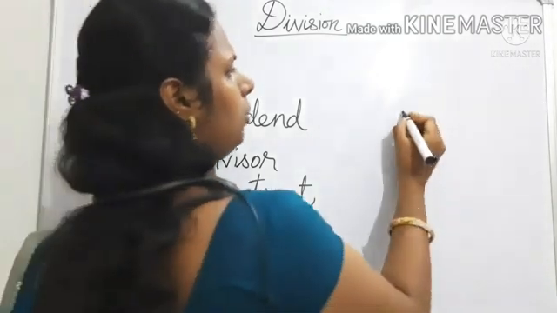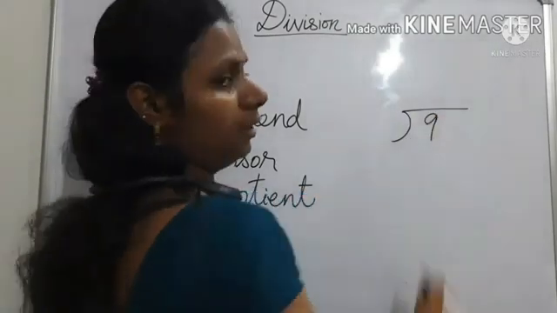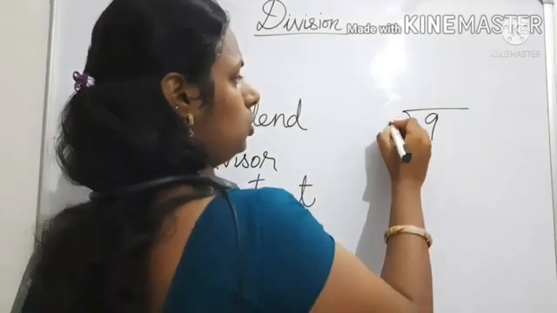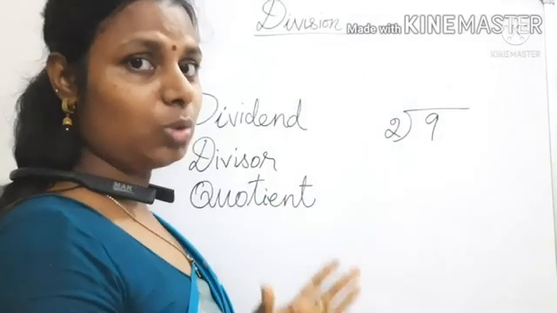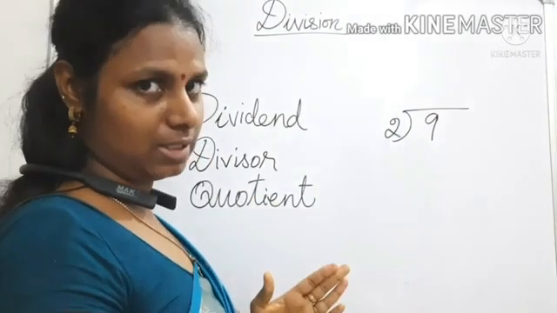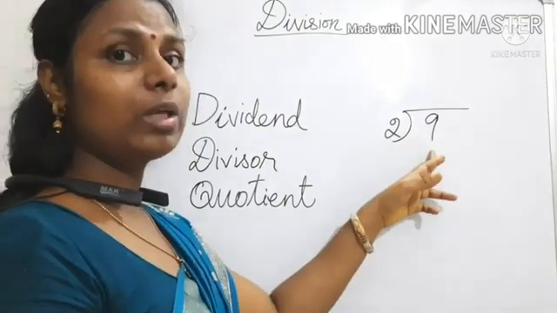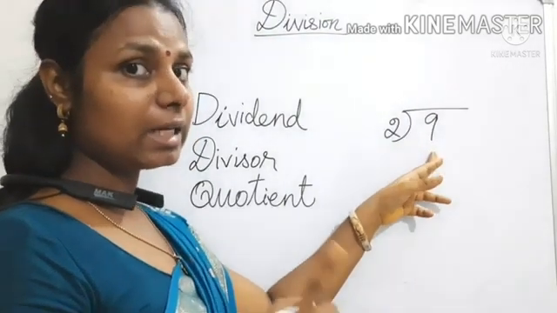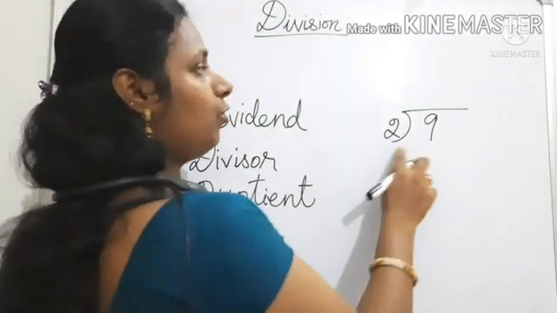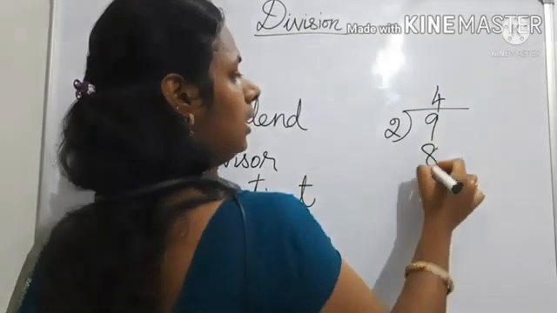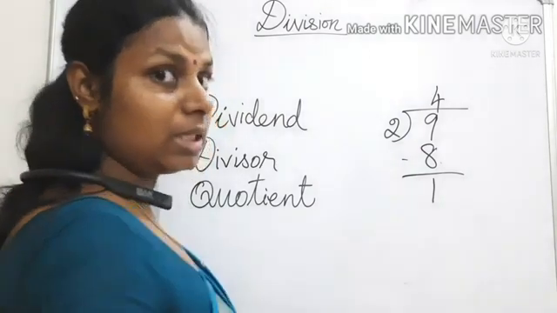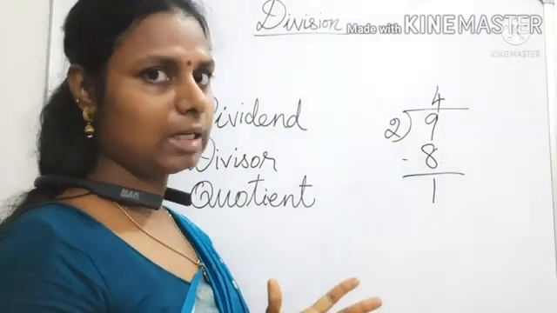If you take any number, for example the number is 9, you are going to divide by 2. So 2 ones are 2, 2 twos are 4, 2 threes are 6, 2 fours are 8. Now 2 fives are 10, we cannot take that, it is greater than 9. So 2 fours are 8. I am writing here, and when I subtract I get 1. This is the thing you have learned in the previous classes.